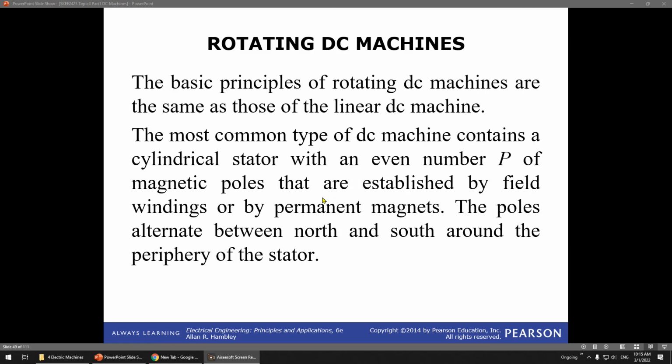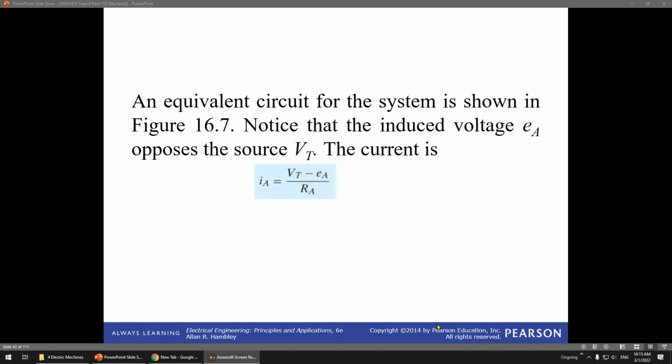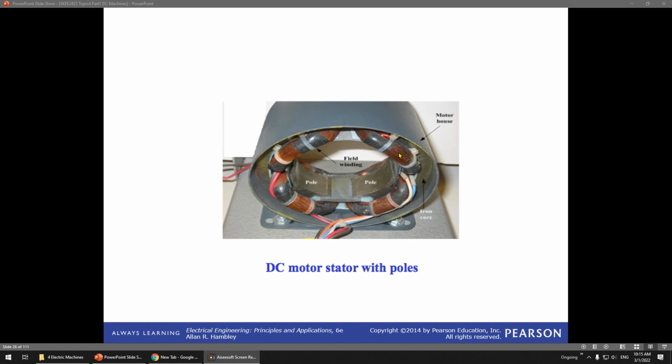The basic principles of the rotating DC machine are the same as those of the linear DC machine. The most common type of DC machine contains a cylindrical stator with an even number P of magnetic poles that establish the field, by field winding or permanent magnet. The poles alternate between north and south around the periphery of the stator. So if you have a pole here, you have north, south.